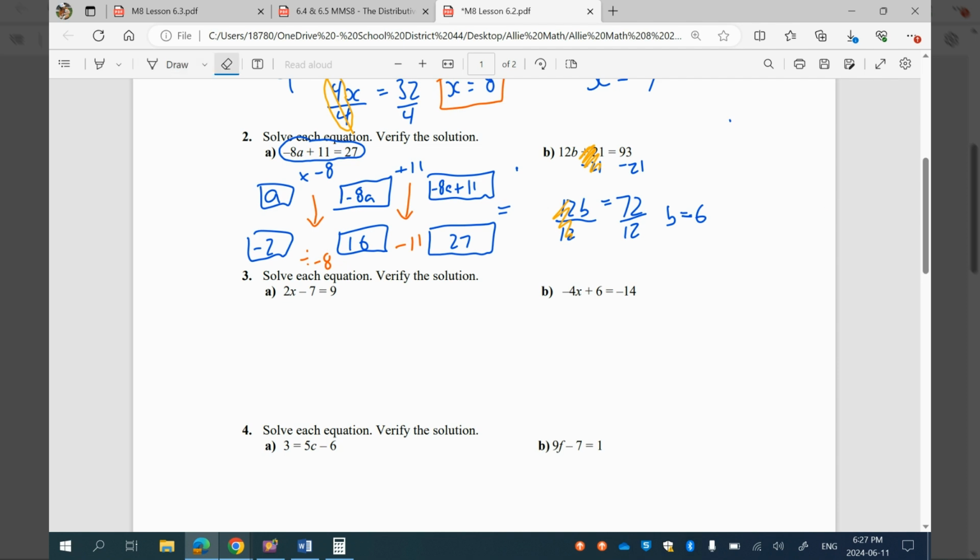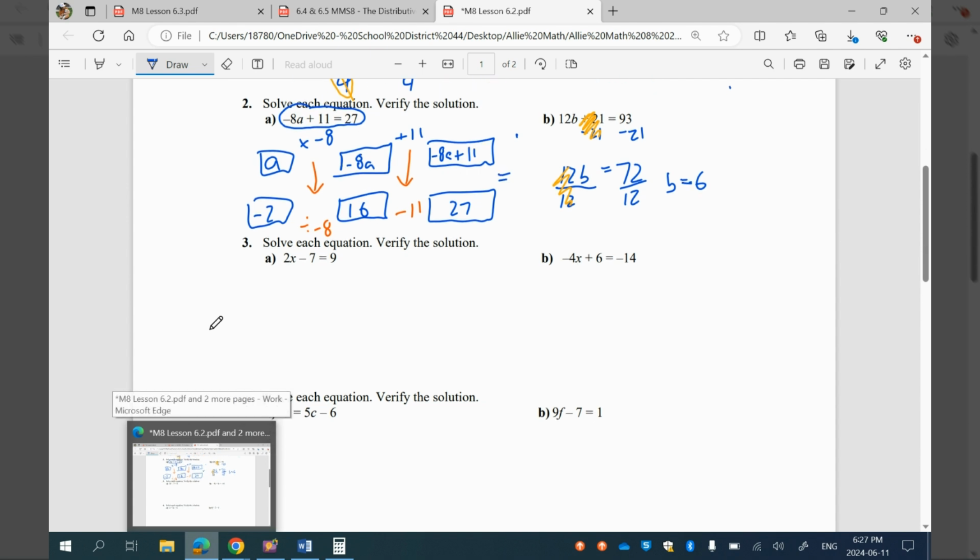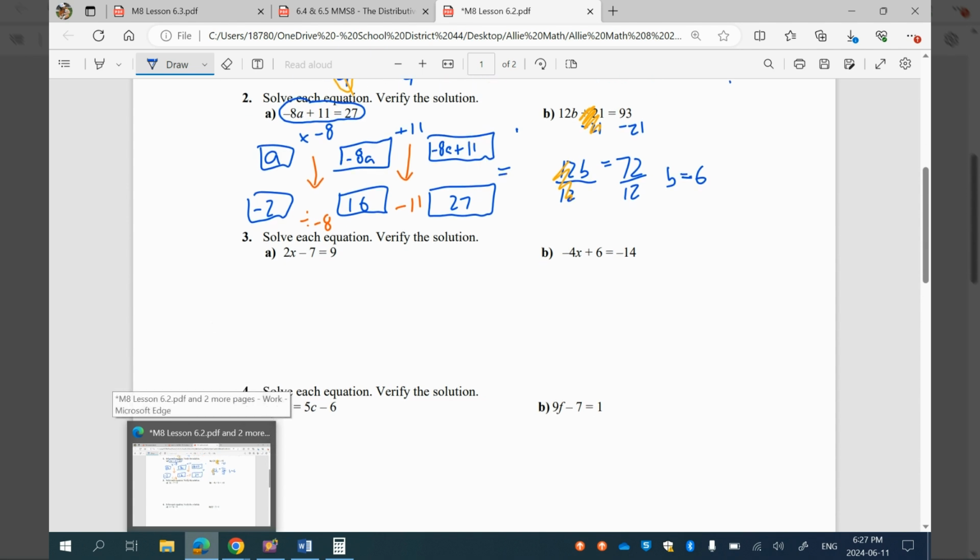Okay. Let's do the next one. Solve each equation, verify the solution. Oh, we're supposed to be verifying the solution. I'll do it next time.